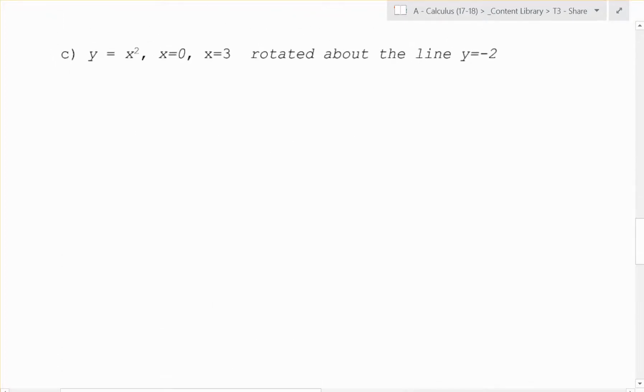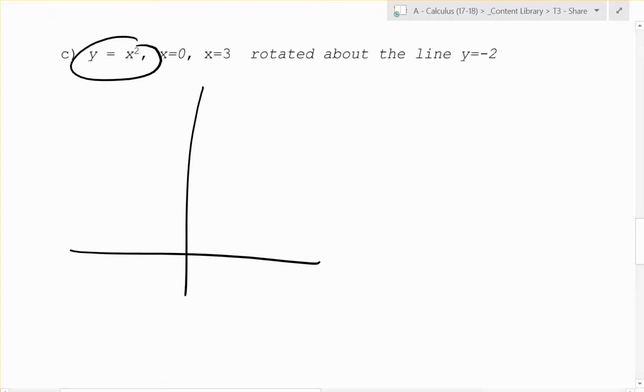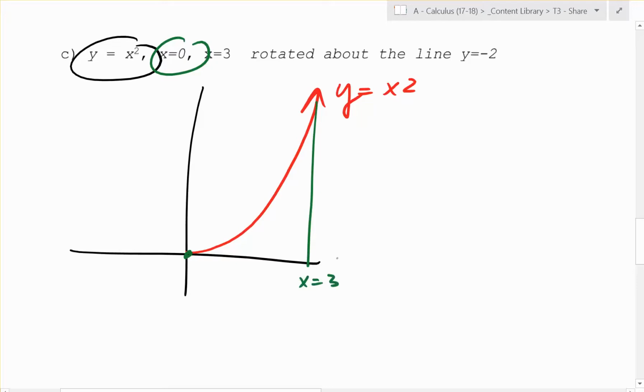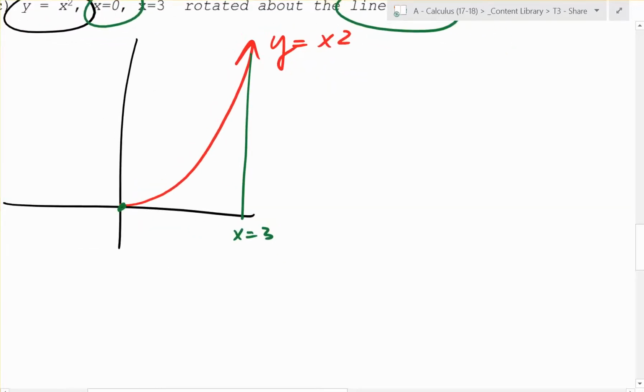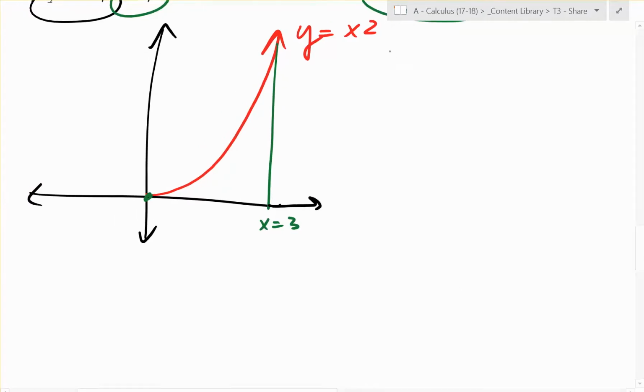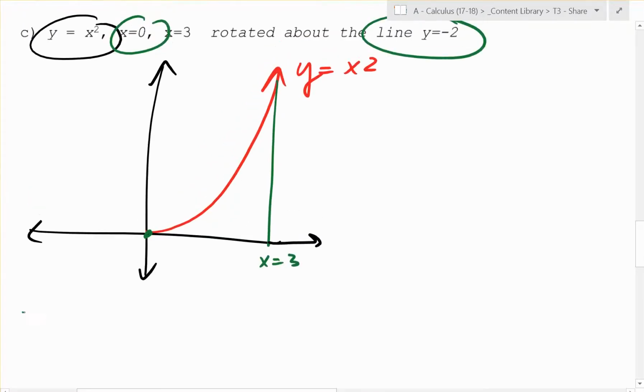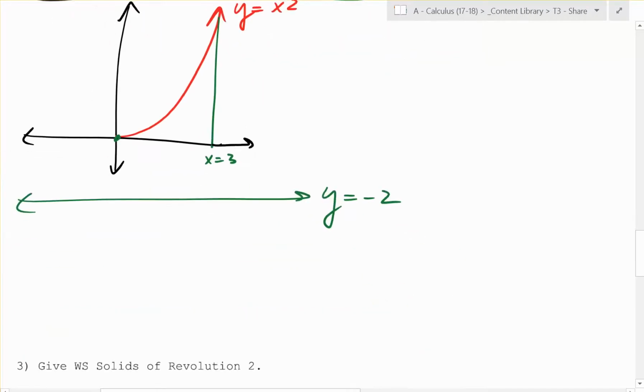So if we take y equals x squared, which we know looks like this, there's y equals x squared, and we're going from 0, which is right there, all the way to 3, x equals 3, and we're rotating it about the line y equals -2. We have to be super careful here. Let's put some arrows on our axes here. Where's y equals -2? Well, that's right here. There's y equals -2.